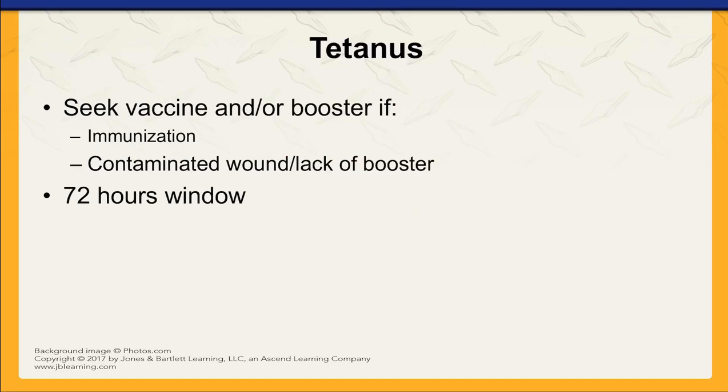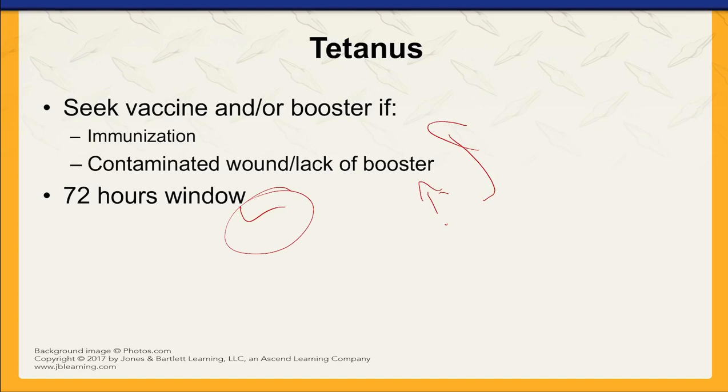If you come in with a dirty, contaminated wound, and you haven't had a booster in 5 years, you need to go and do it. Remember, if you've been vaccinated within 10 years, you're good to go. But if you end up with a wound and it's been more than 5 years, at that point you need to get a booster. That's for dirty wounds, and you have to get this within a 72-hour time frame.